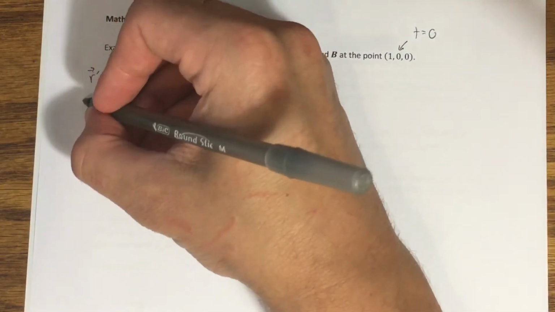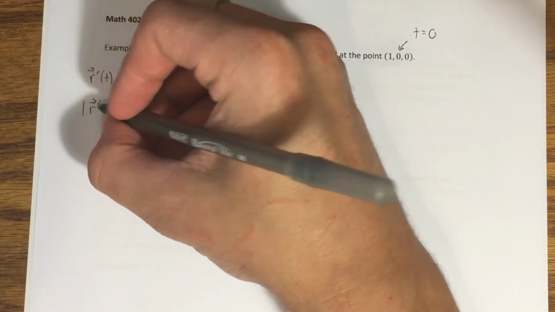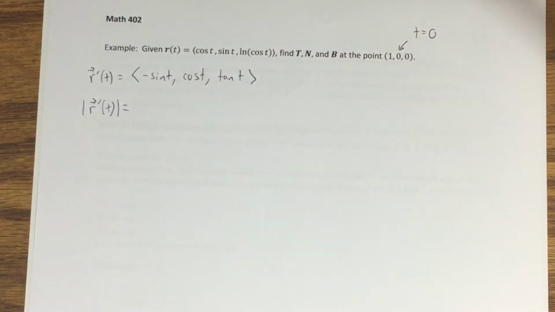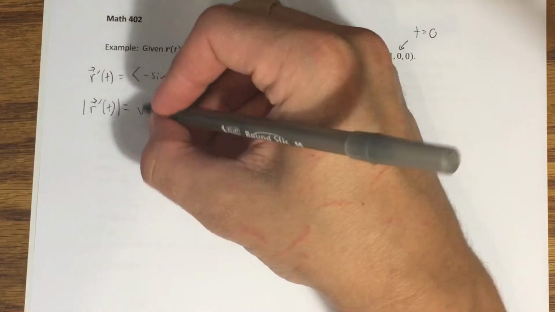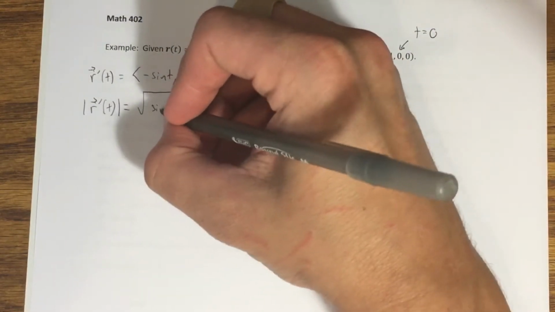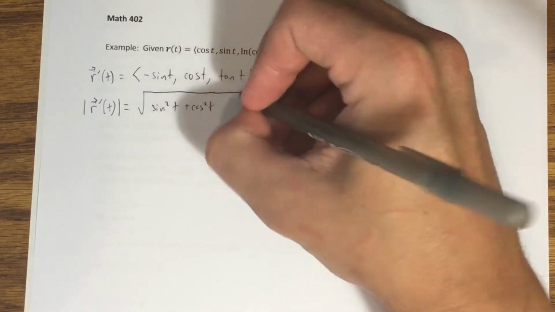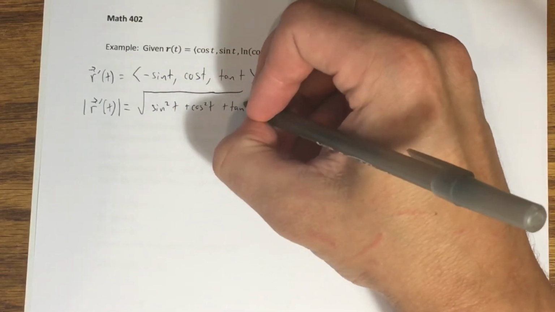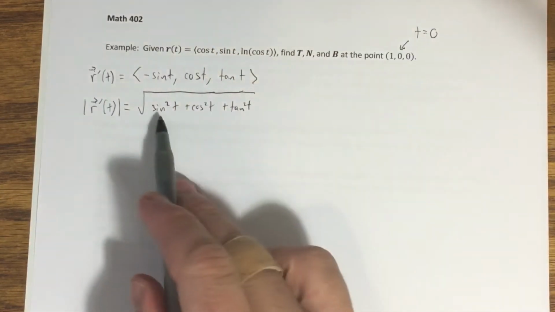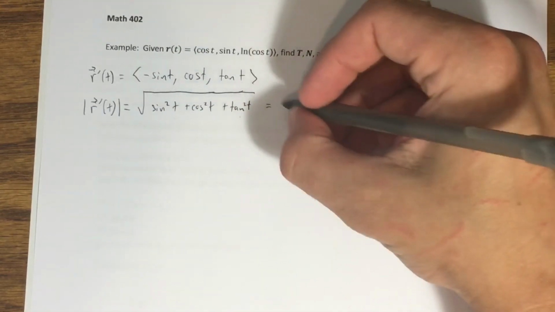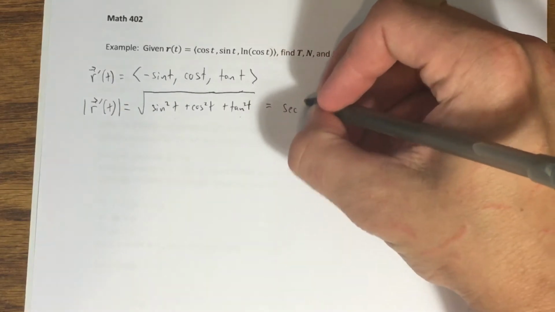Okay? Now, in that previous example where we did arc length, remember we found the magnitude of r prime because that's in our arc length formula. That would be sine squared plus cosine squared plus tangent squared. Remember, this is equal to 1, and 1 plus tangent squared is secant squared. Taking the square root of that would just be secant.